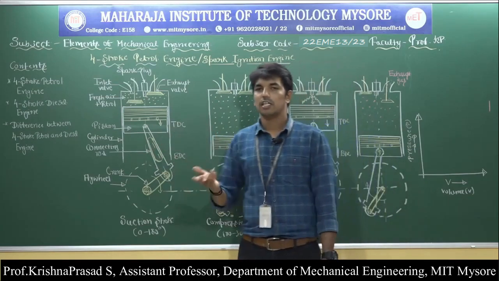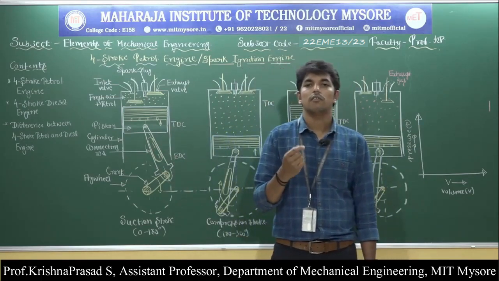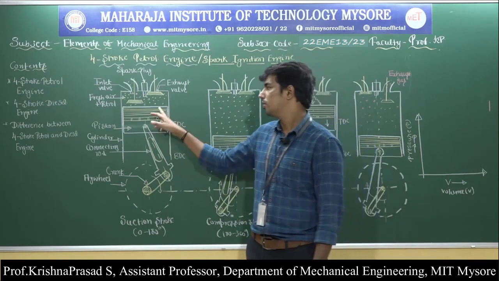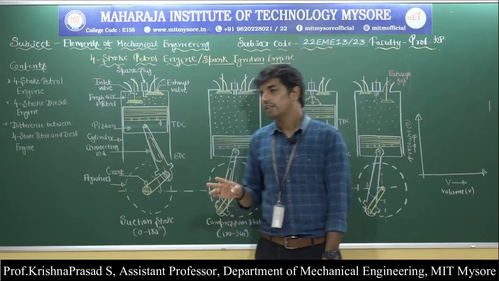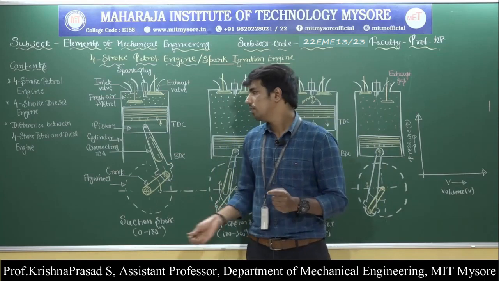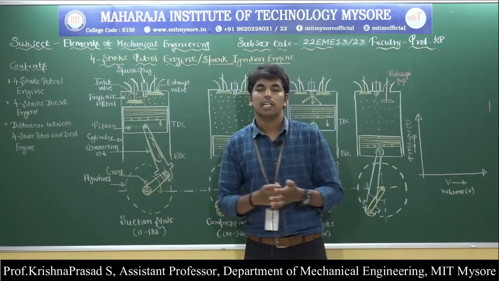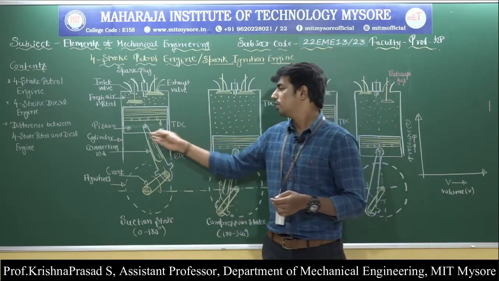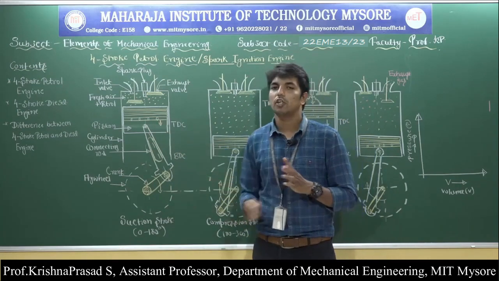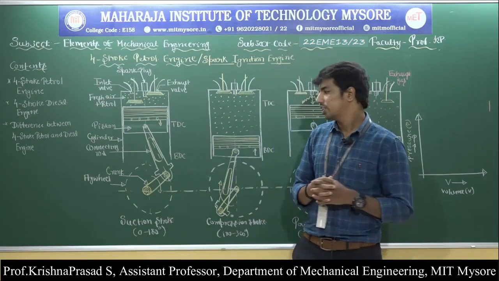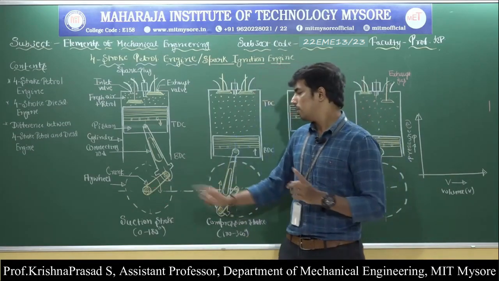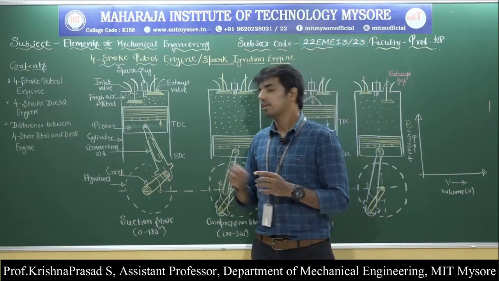The piston rings are metallic rings inserted into the circumferential grooves provided at the top end of the piston, and there are two types of ring: the compression ring and the oil ring. The connecting rod forms a link between the piston and the crankshaft. Its main function is to convert the reciprocating motion of the piston into the rotary motion of the crankshaft. The crank forms the link between the connecting rod and the crankshaft.